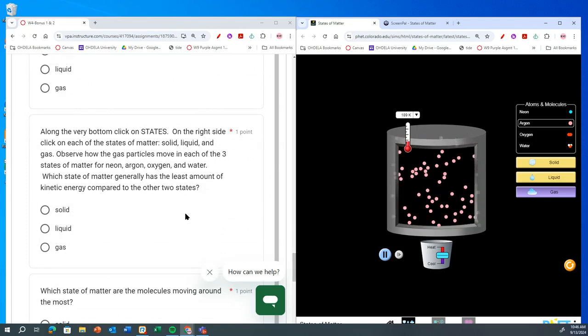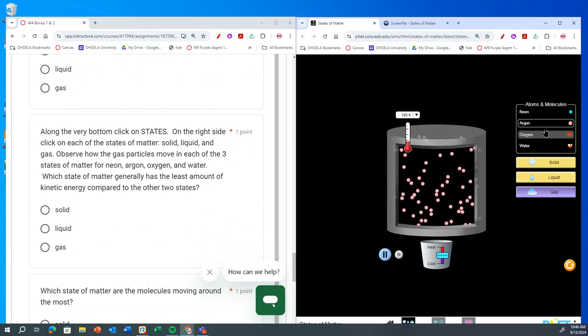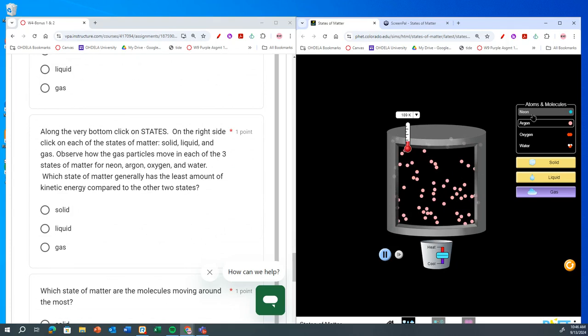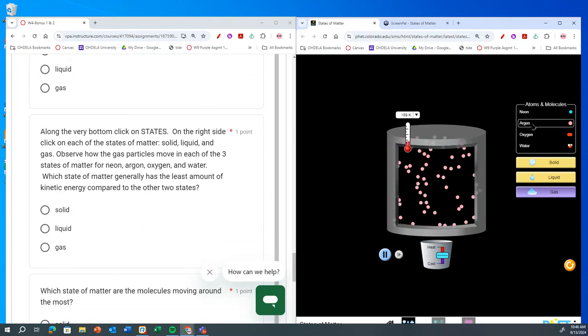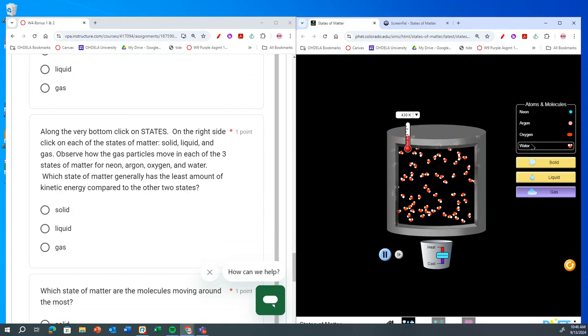Along the bottom, click on the states. On the right side, click on each of the states of matter, solid, liquid, gas. Observe how the gas particles move in each of the three states of matter. Each of the matter, the neon, argon, oxygen, and water.